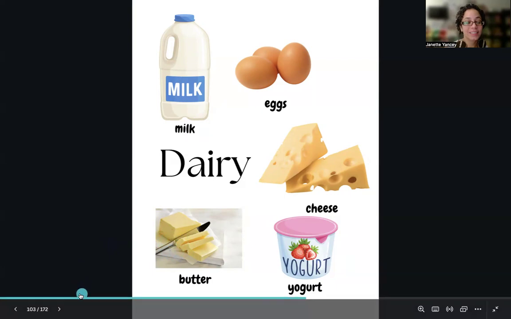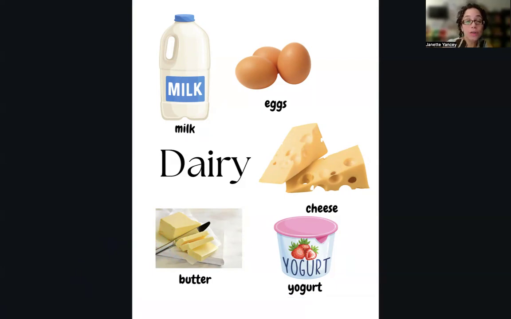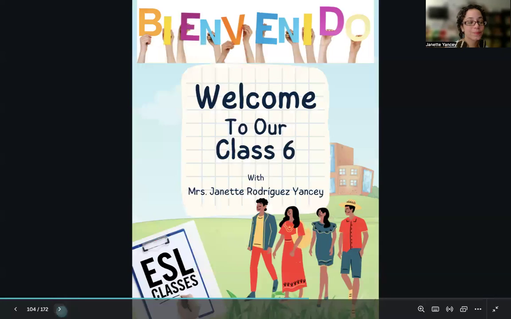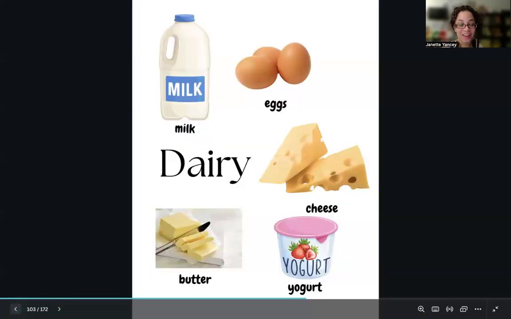Very good. So if you are at the market, you can look for things and you can ask for help. Cuando está en la marqueta o el supermercado, puede pedir por ayuda con utilizar esta frase. Where can I find butter? Por ejemplo. And that would be it for our class 5.